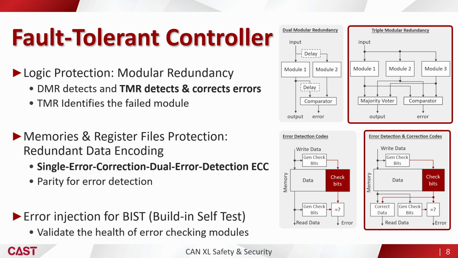Triple modular redundancy, or TMR, takes this further with three parallel instances and majority voting. TMR not only detects errors, but corrects them on the fly, and it can identify which specific module has failed.